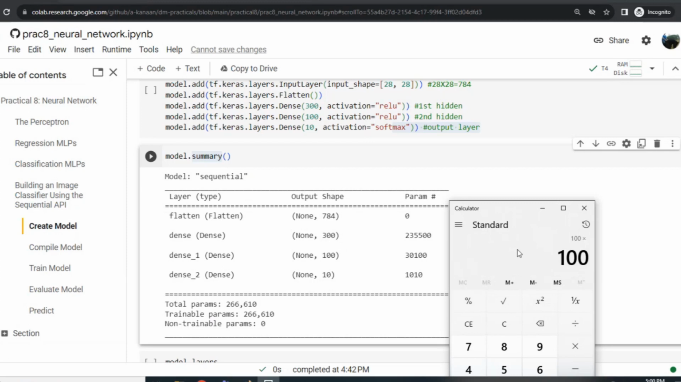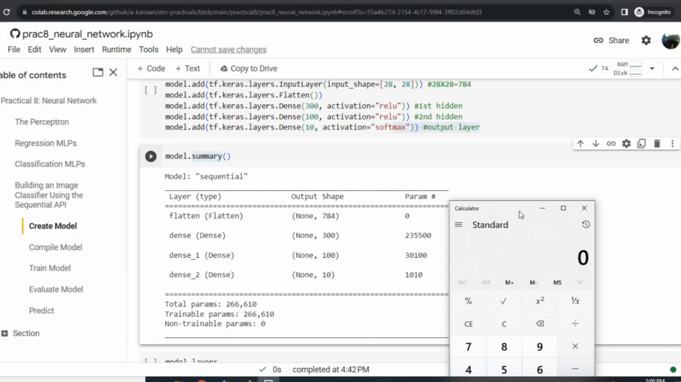Okay, 300. Yeah, so 301, because 300 coming from the output of the preceding layer, the hidden layer, plus 1 for the bias. So multiply by 301, then we get 30,100.